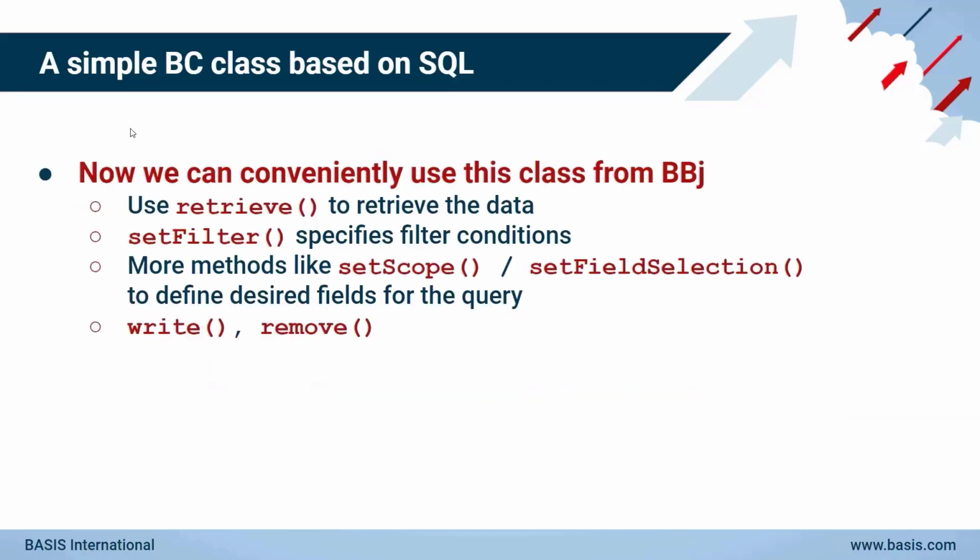Now we can conveniently use this class from our BBj code. We use the retrieve method to retrieve the data. We use setFilter to specify filter conditions, and methods like setScope or setFieldSelection allow us to define the desired fields for the query. Write and remove are already implemented for us thanks to the SQL Table BC.